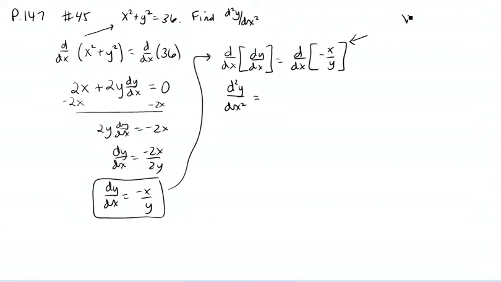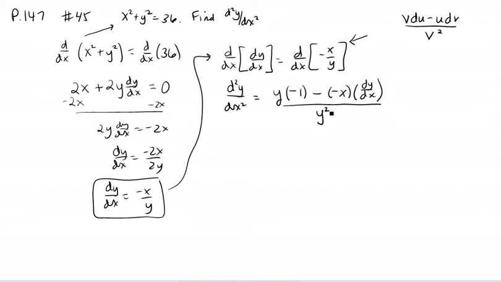So remember quotient rule? v du minus u dv all over v squared, where u is the numerator and v is the denominator. All right, let's try it. So the denominator, y, times the derivative of the numerator, negative 1, minus the numerator, negative x, times the derivative of the denominator, which is actually dy dx. I have to apply implicit differentiation. That's the chain rule. And it's all divided by the denominator squared, so y squared.